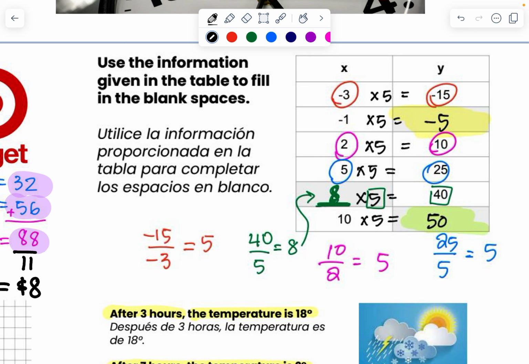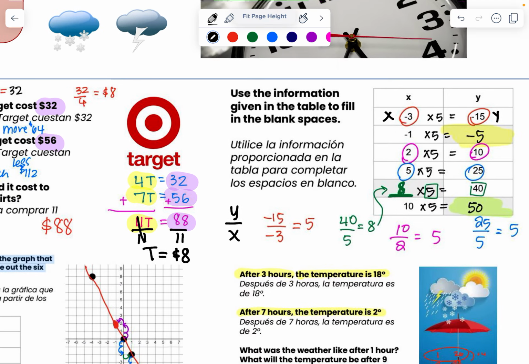And they were able to work backwards for any other missing spot too. So what number times 5 is going to give us 40 for the second to last spot? They were like, oh, 8. 8 times 5 is going to give us 40. So that was kind of fun. Or some people worked backwards and took the y's divided by the x's, right? -15, this is the y. -3 is the x. -15 divided by -3 gave 5. And we verified that for every single one.